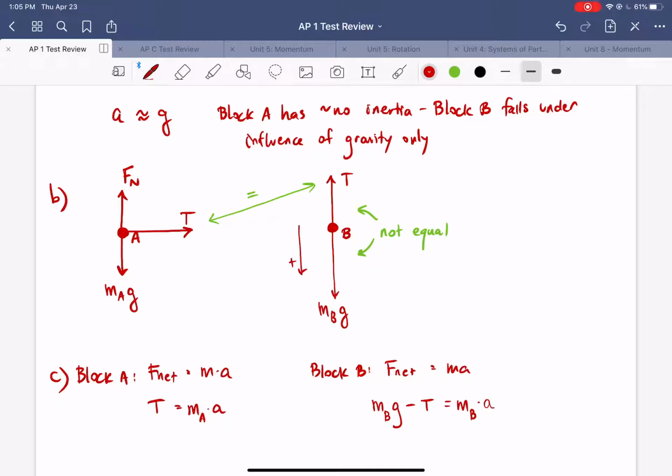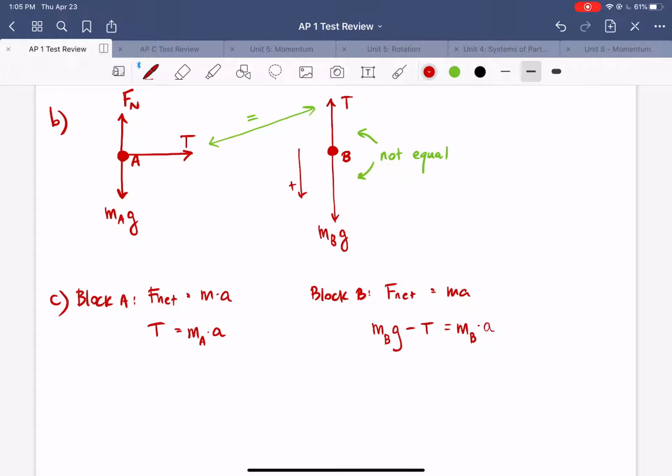All right, so I have these two equations here, and I want to solve for the acceleration. The way we do that is with substitution. We get rid of the other unknown that we don't want to leave in our equation, which is T. I happen to have an equation for T already, so I just take this and plug it in over here. So that gives me m_B g minus m_A a equals m_B a.